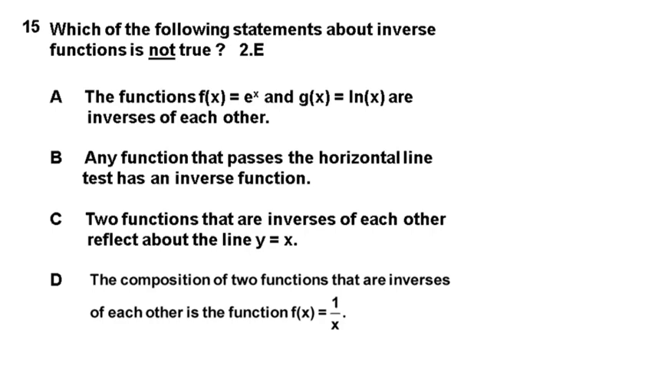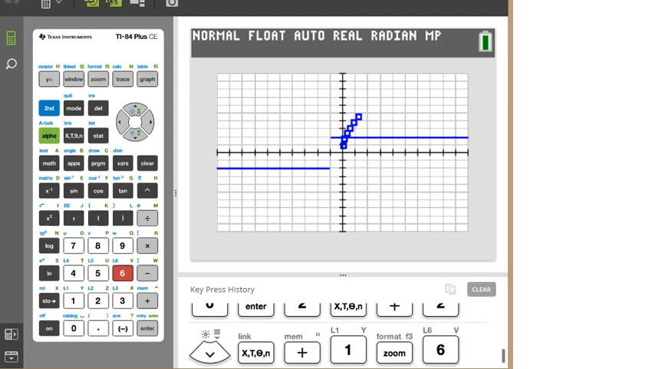Next, 15. Which of the following statements about inverse functions is not true? The functions f of x equals e to the x and g of x equals ln x are inverses of each other. That is true, so that's not right. And we could graph those in our calculator.